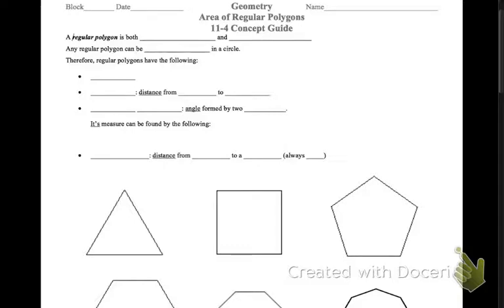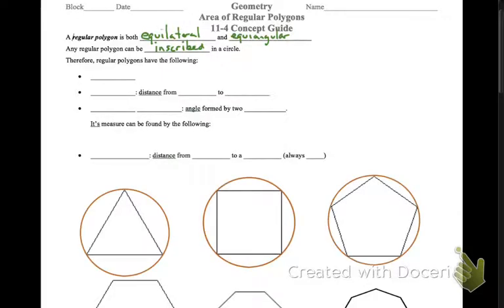All right, a regular polygon is both equilateral and equiangular. All of the angles are congruent, all the sides are congruent. Equilateral triangles and squares are examples of regular polygons. Any regular polygon can be inscribed in a circle, like this, or that. Therefore, some of the properties of circles, like a center, apply. Each of these has a center.